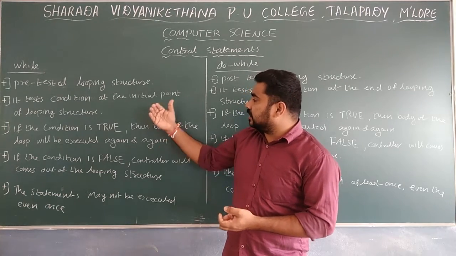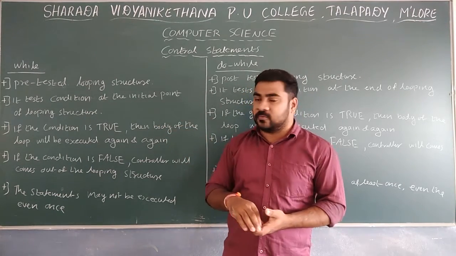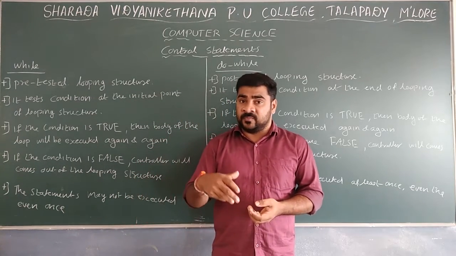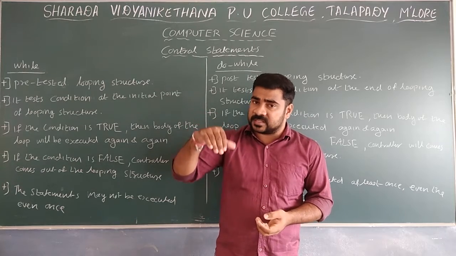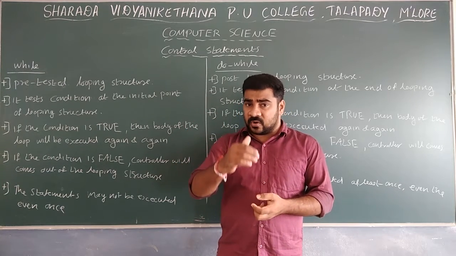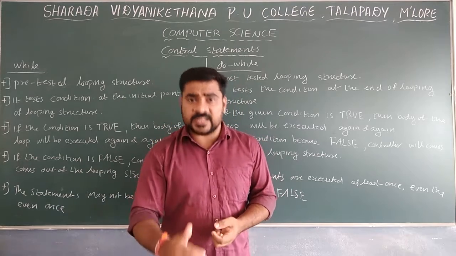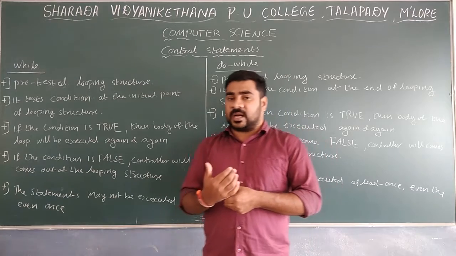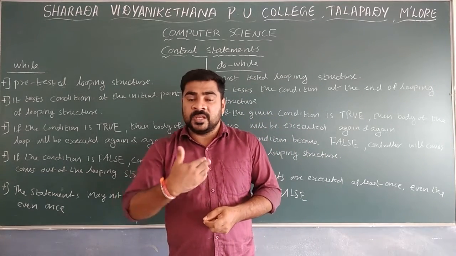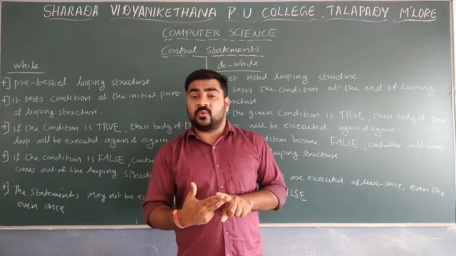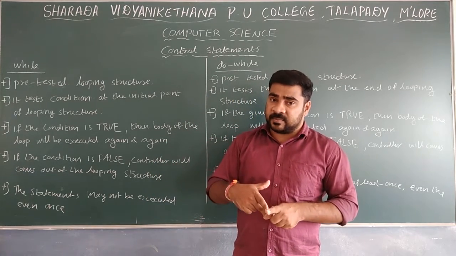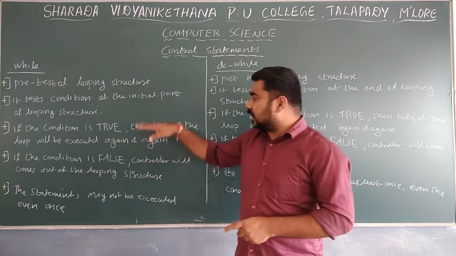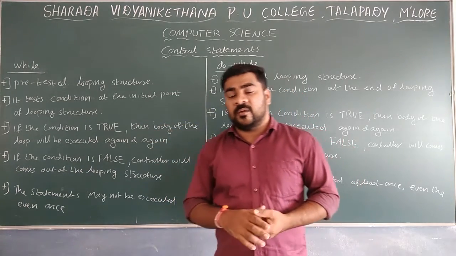Then next, we test the condition at the initial point of the looping structure. Before executing the body of the loop, whenever the looping structure is started, at the initial point, it is going to check the condition. The condition will be tested. If you check the condition, mainly we get two kinds of output: either the condition may be true or the condition may be false. Only two kinds of output we get.